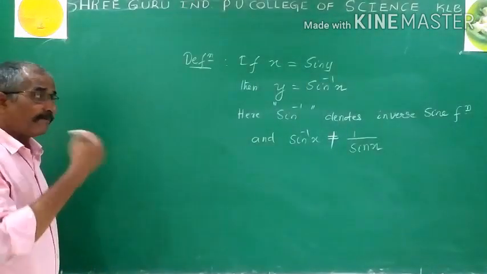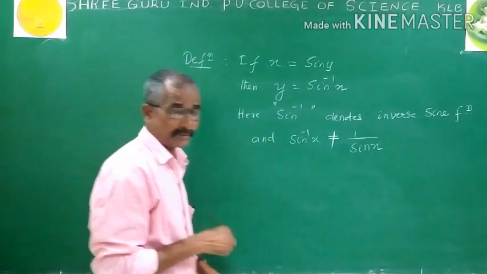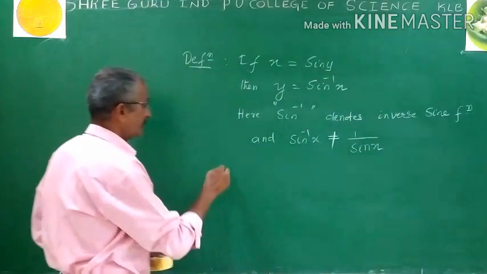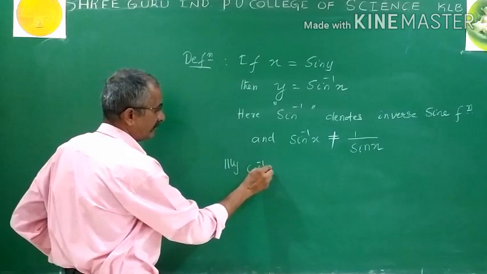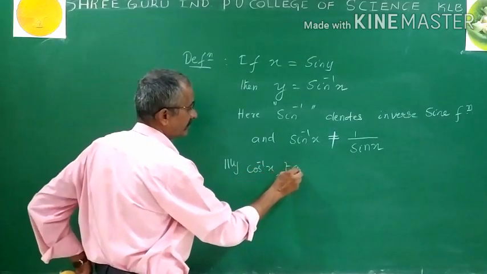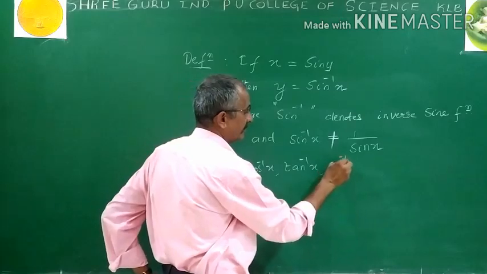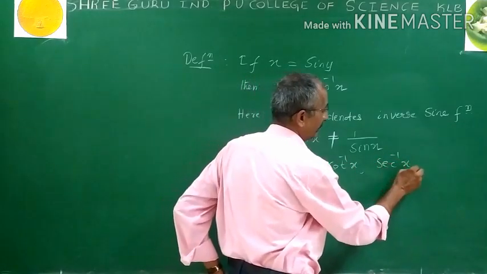Like this, we can define cos inverse x, tan inverse x, cot inverse x, secant inverse x, and cosec inverse x can be defined.